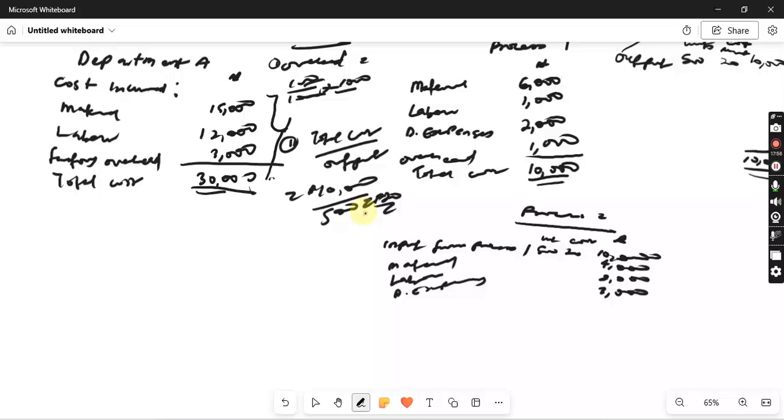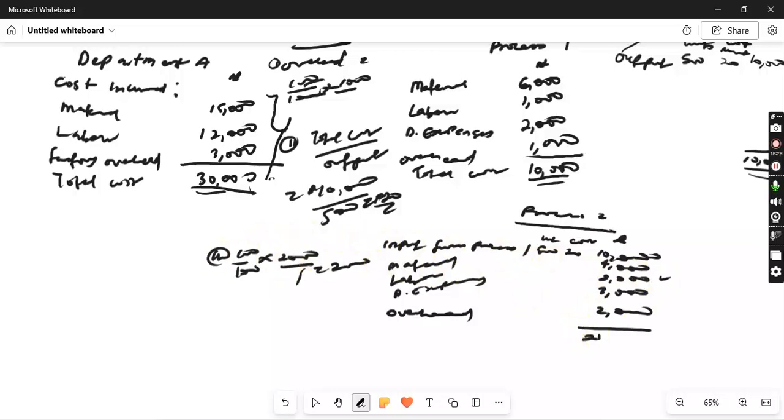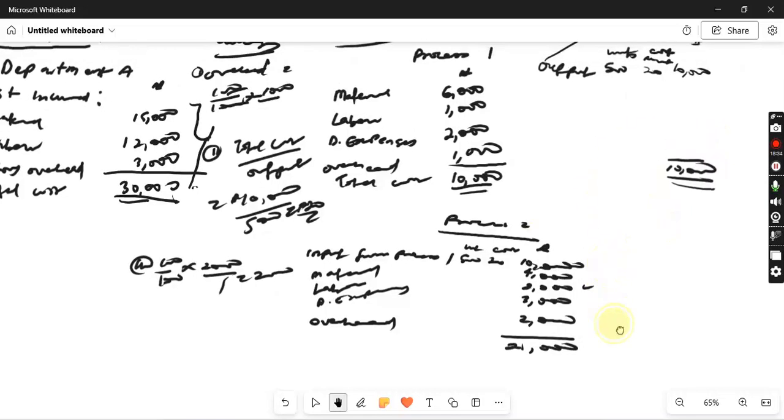We should not forget that we also have overhead. From the question, overhead should be 100% of direct labor. Working number 3: 100% of the direct labor that we have here, 2,000, that should give us 2,000. So at the end of the day, we have a total cost of 21,000.